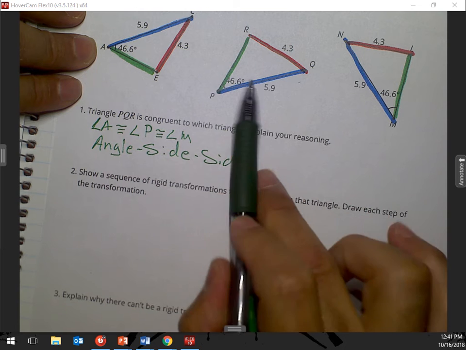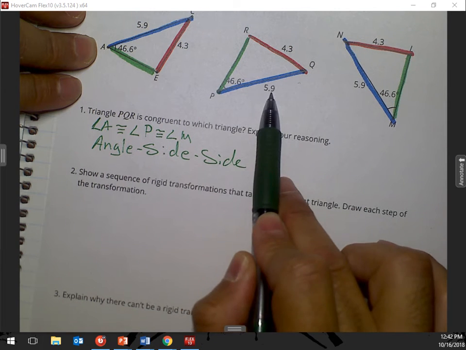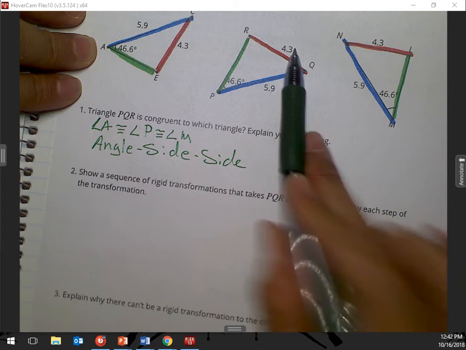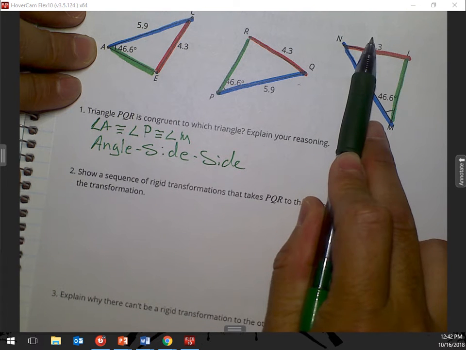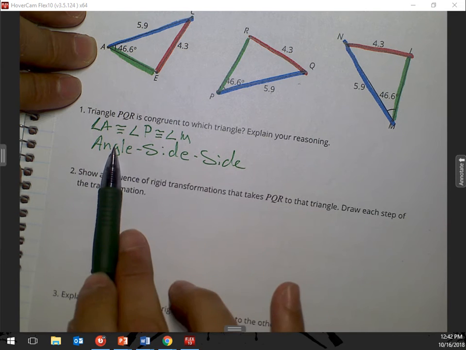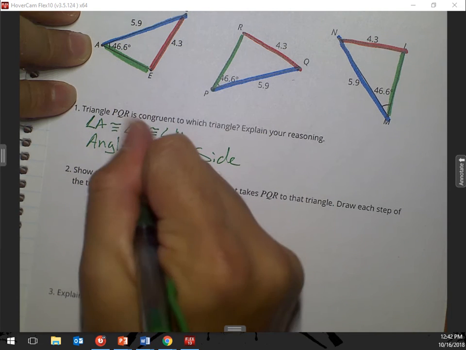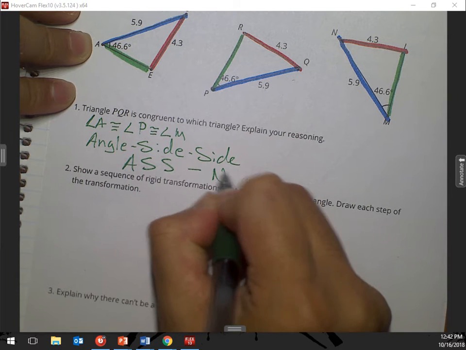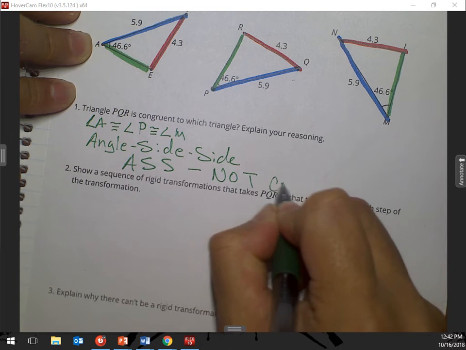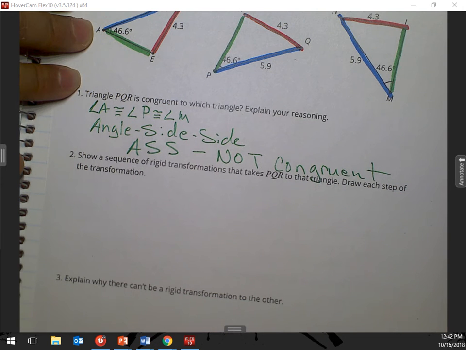Okay, same thing goes for this one if you notice. I have the angle, I have this side, and I have this side. Over here, I have an angle, I have this side, and I have this side. So, what is the abbreviation I'm going to use for this one? Angle side side. So angle side side, not congruent.